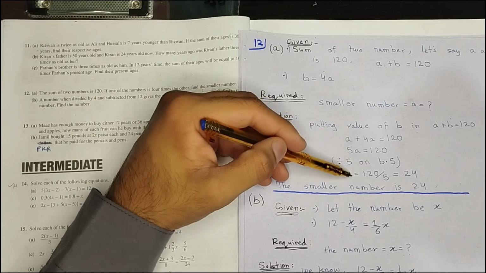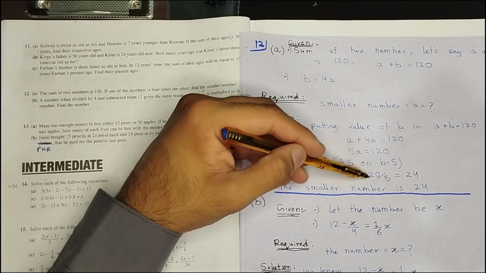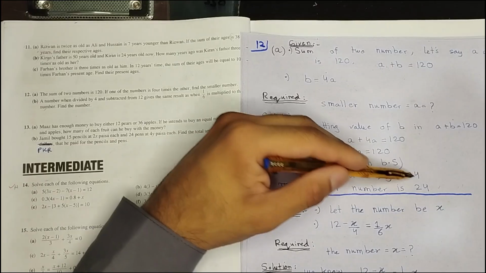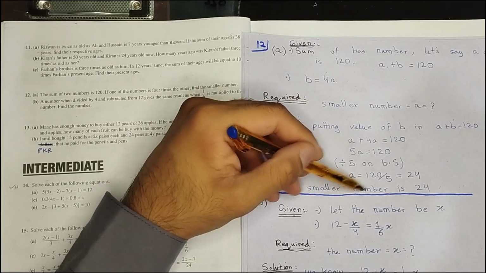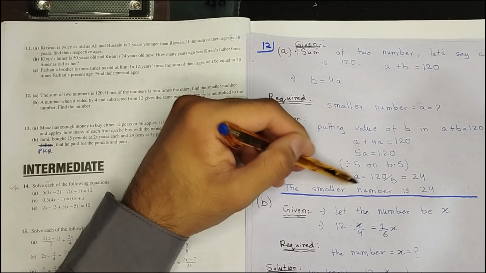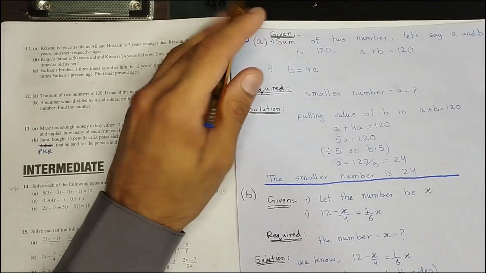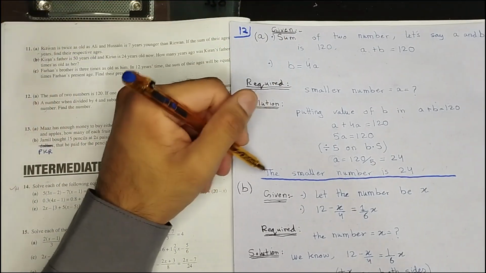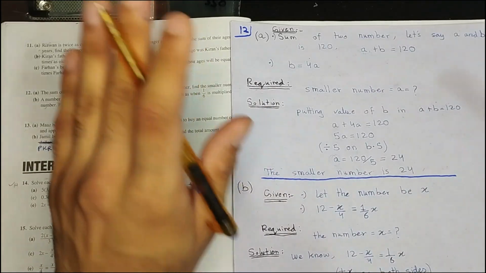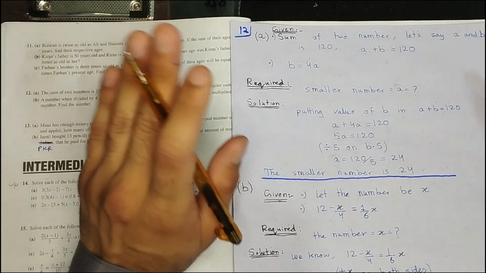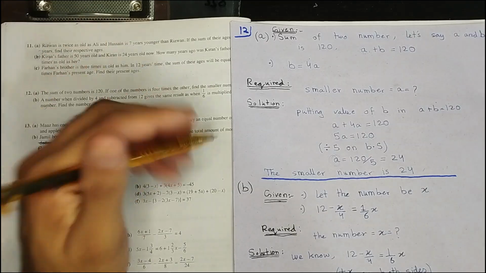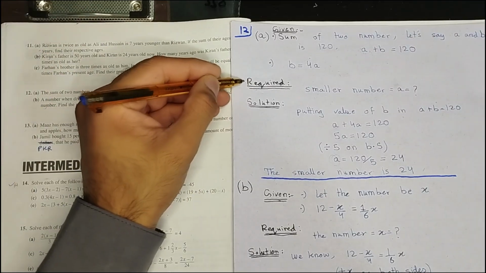Divide by 5 on both sides of the equation. You will get the value of A. A is equal to 120 divided by 5, 24. That means the smaller number is 24. It gives us the value of A. We don't need to calculate the value of B. It doesn't matter. End the question there. You don't need to go more, and you cannot be less than the required. Make sure that your required is complete.